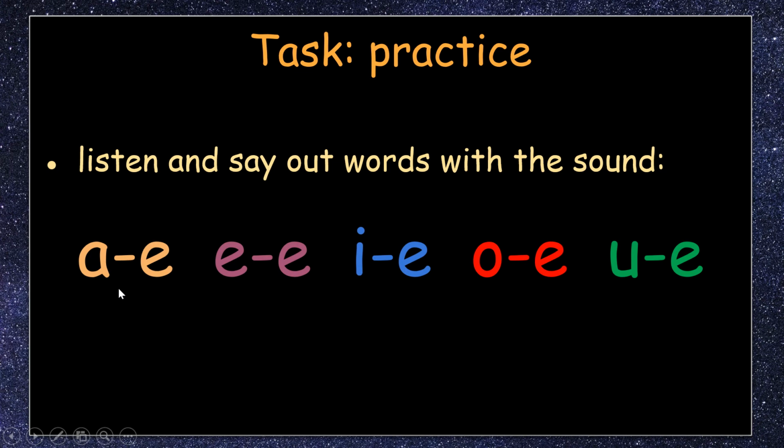So A split E makes the sound A. E split E makes the sound E. Good. I split E makes the sound I. Good. And O split E makes the sound O. And the last sound here, U split E, makes the sound oo.